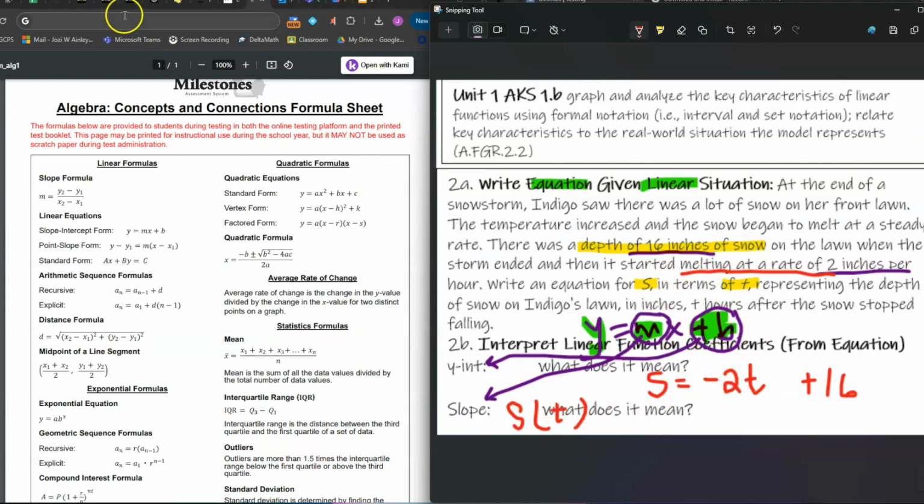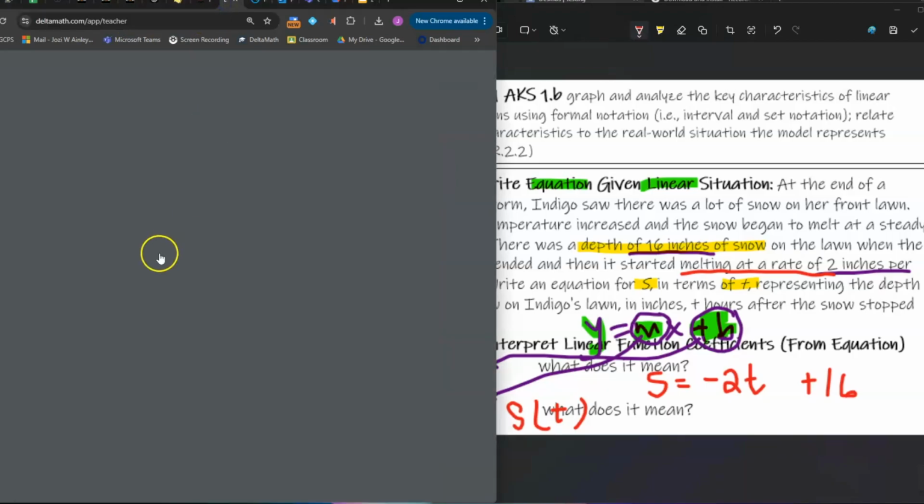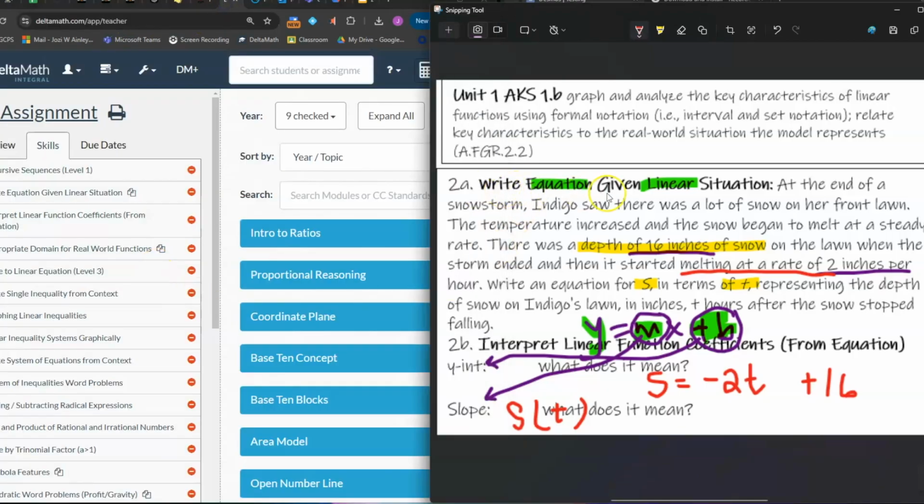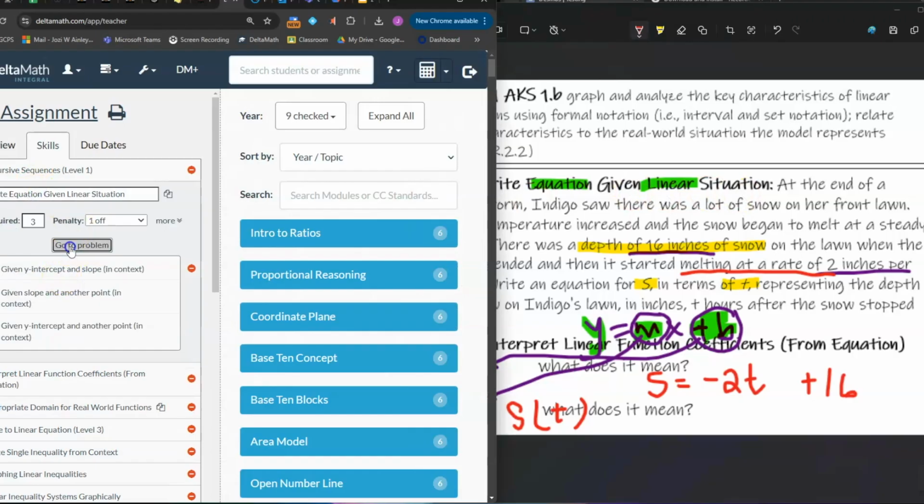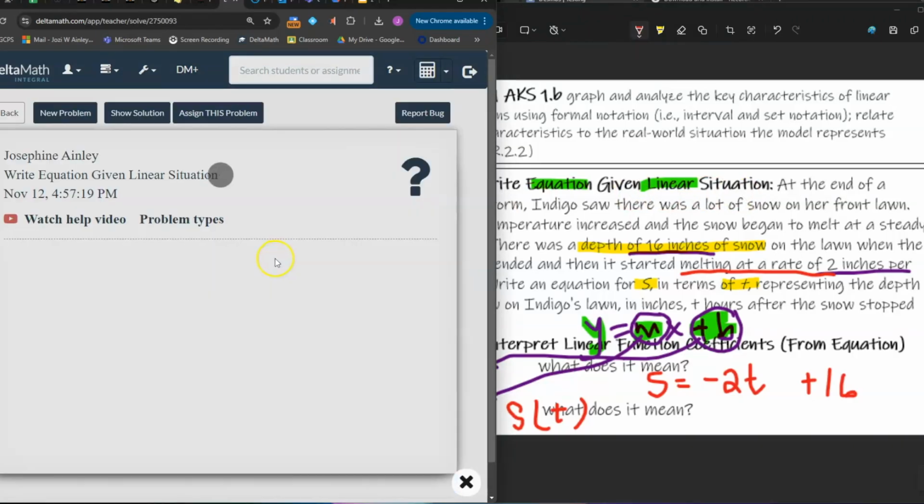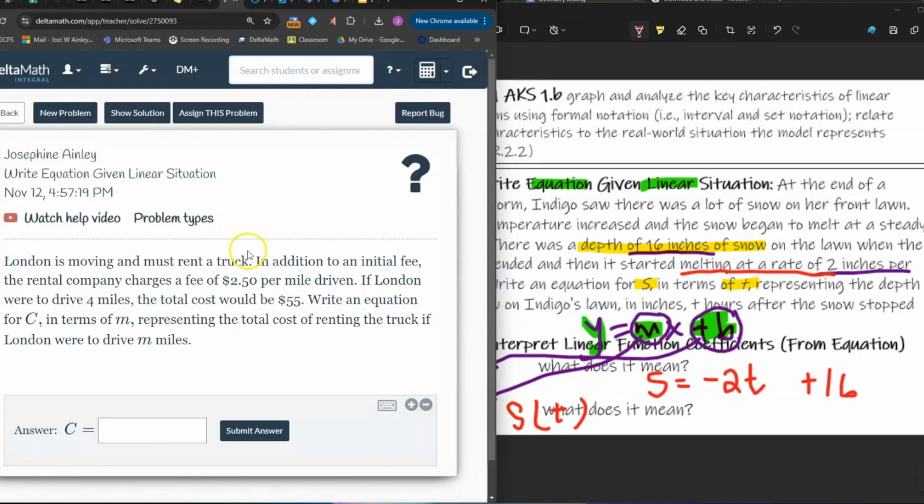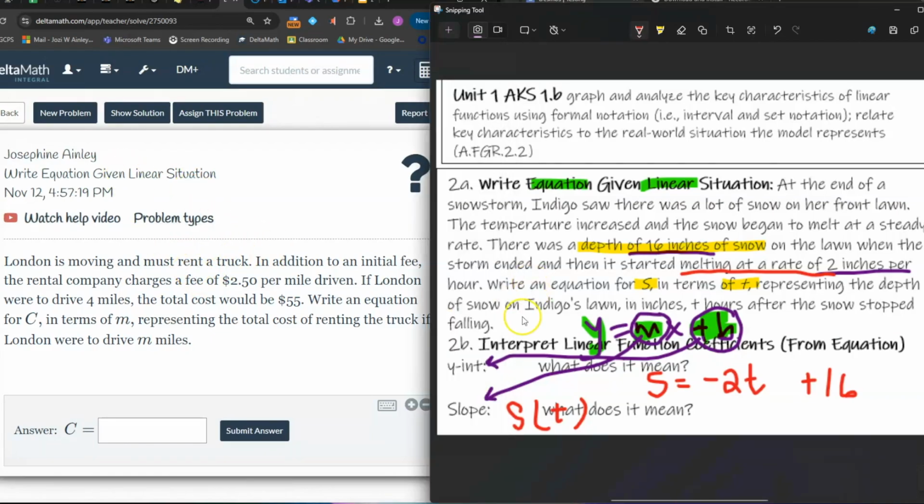And that's it. So what you're going to do is go into your Delta Math. You're going to find the question that says write equation given linear situation, which is question number 2. You're going to answer those problems. And if you have any issues, you're going to come and see me. After you finish that, you're going to do 2B. So after you're able to write the equation, 2B says you're going to interpret what it means. What does the y-intercept mean? What does the slope mean?